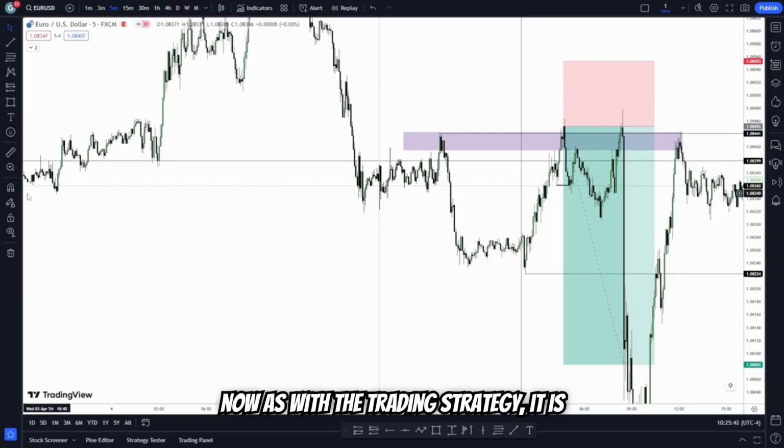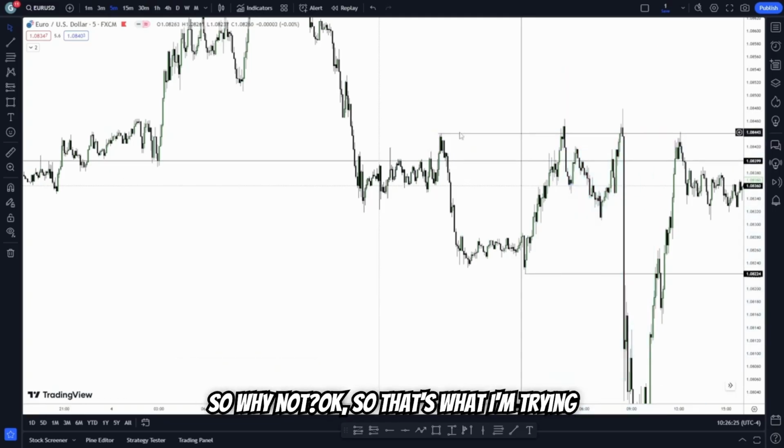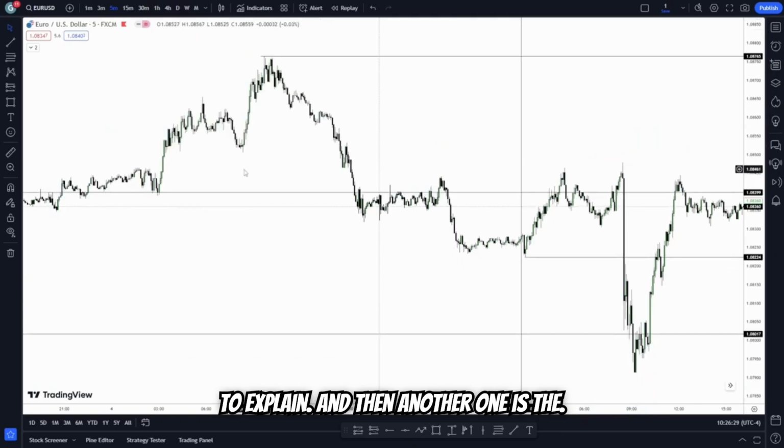As with any trading strategy, it is important to first practice on a demo account or with small position sizes, to understand how it works in real market conditions. Try to take setups like this, which happen every day, on every time frame, on every pair, because price is always seeking liquidity, so there will always be a false breakout. If you can make profits from the false breakout, why not? That's what I'm trying to explain.